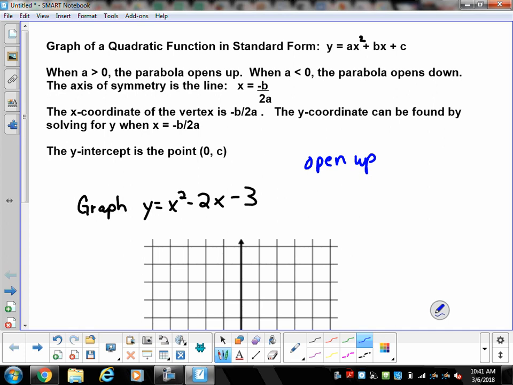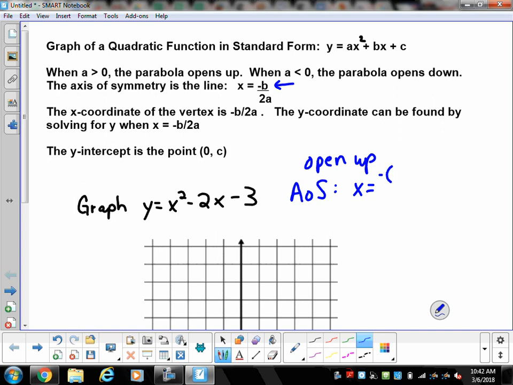Second piece here, the axis of symmetry is this line here, x equals negative b over 2a. A lot of y'all did this the other day. In this problem, the equation x equals, what is b? What's in front of the x? A negative 2, right? So b is negative 2. What I want is the negative of b. So what's the negative of a negative 2? Positive 2.